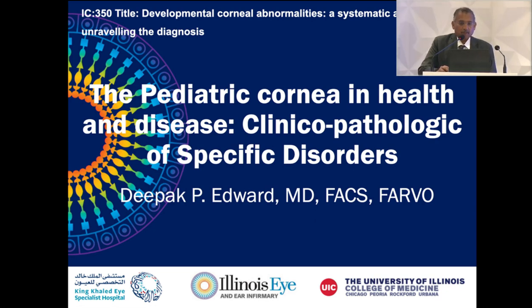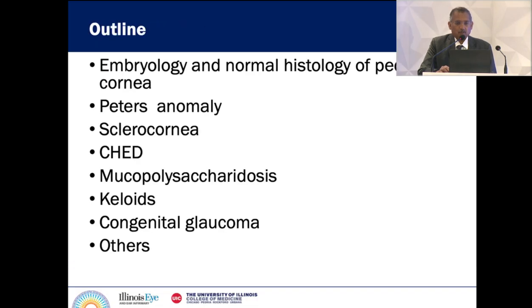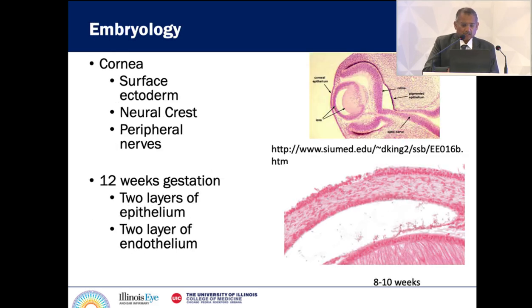So I'm going to speak a little bit about the pediatric cornea from the pathology perspective in health and disease, and give you examples of some of these diseases. So we'll briefly touch on embryology and some of the conditions we've already spoken about and look at the conditions from a pathologist's perspective.